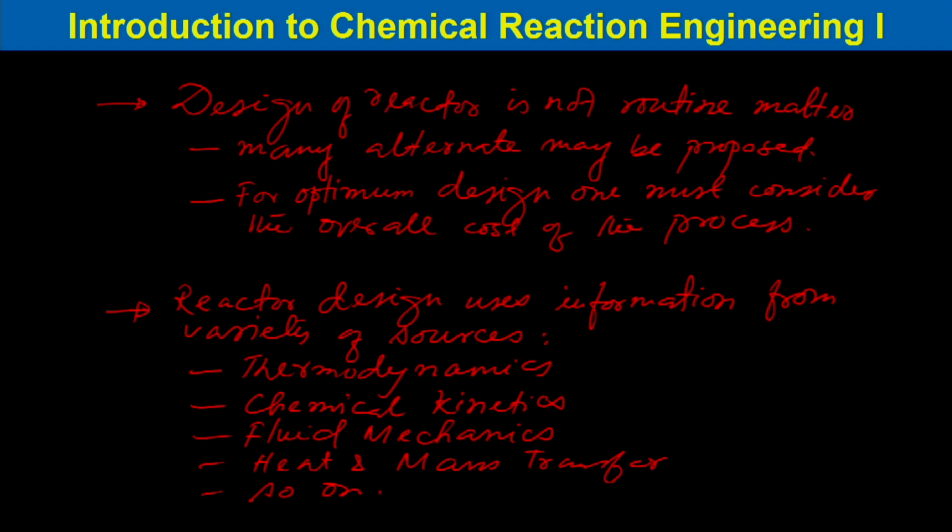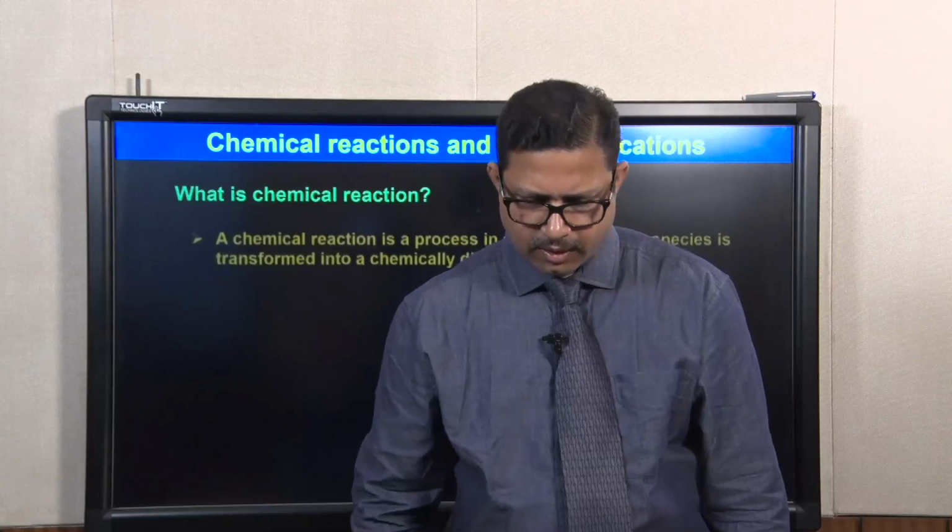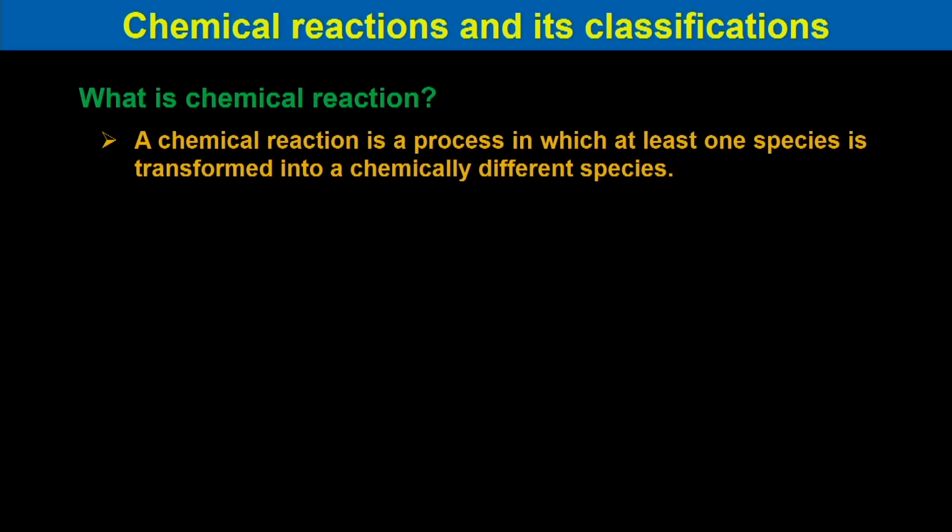Let us start with what a chemical reaction is. A chemical reaction is a process in which at least one species is transformed into a chemically different species. Let us consider the combustion of methane. This is a very highly exothermic reaction.